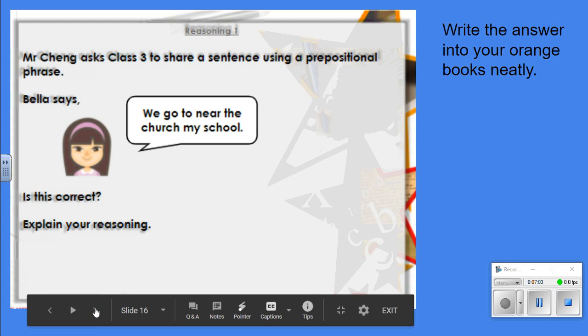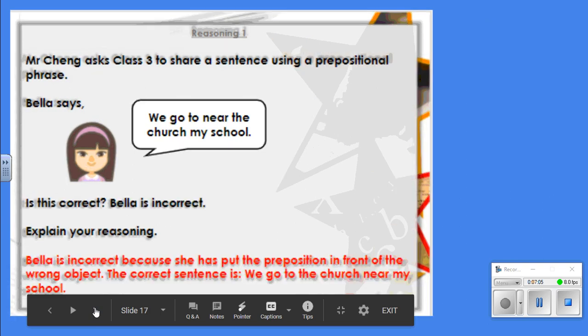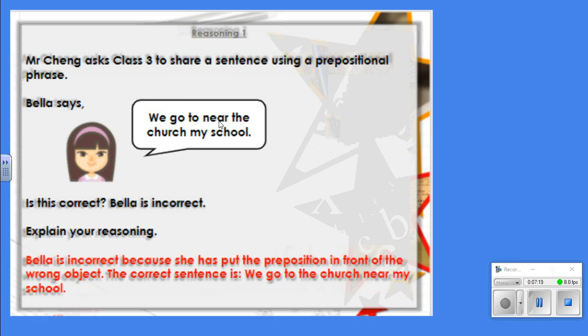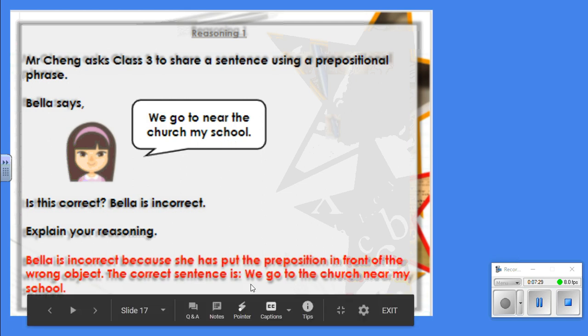And now let's look at the answers together. So Bella is incorrect. And this is because she has put the preposition in front of the wrong object. So she said near in front of the word church, but we remember that prepositions tell us where something is in relation to something else. So in this sentence, we're learning that school is near church. So we need the word near here. So the correct sentence is, we go to the church near my school.